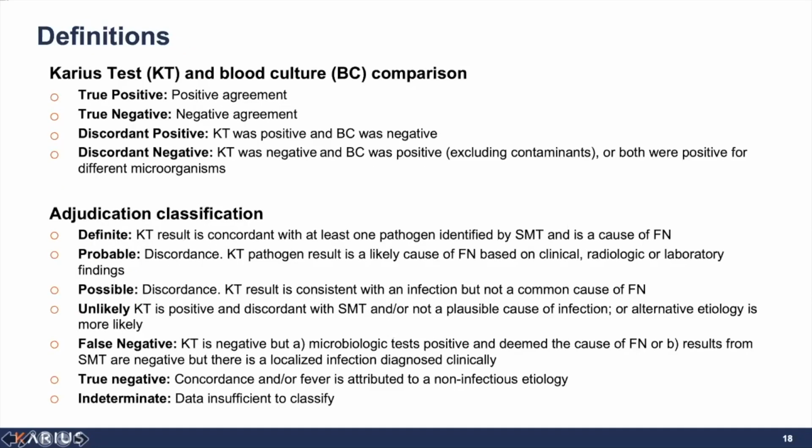When we looked into the comparison of Karius and blood cultures, a true positive was defined as the concordance and positive agreement of blood cultures and Karius test, true negatives, the opposite. A discordant positive was when a Karius test was positive, but the blood culture was negative. And a discordant negative was when Karius test was negative and the blood culture was positive, excluding contaminants, or when both tests were positive, but with different microorganisms.